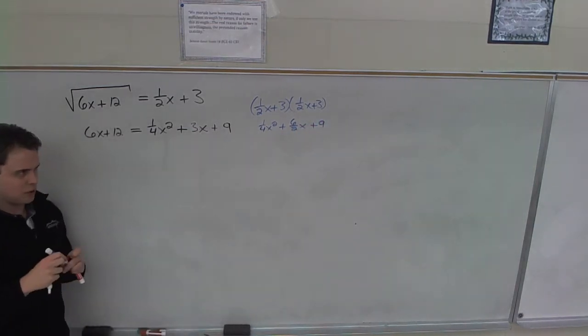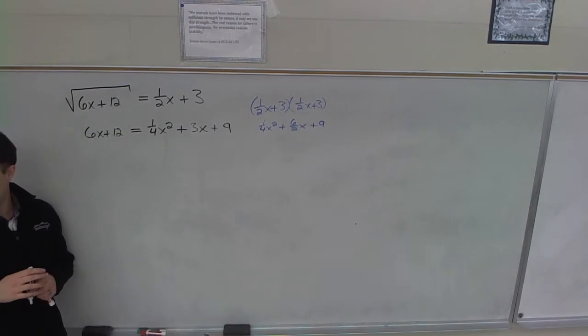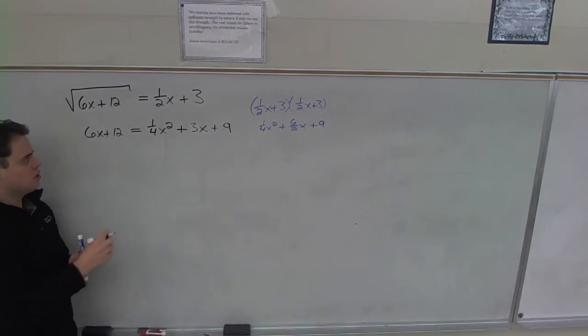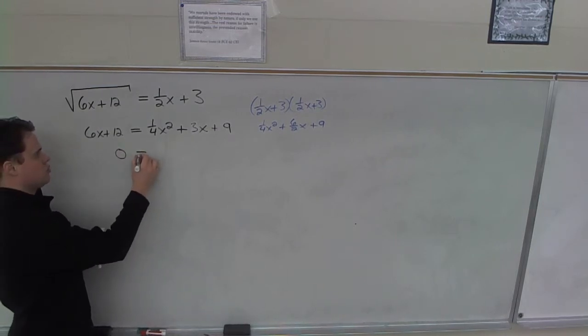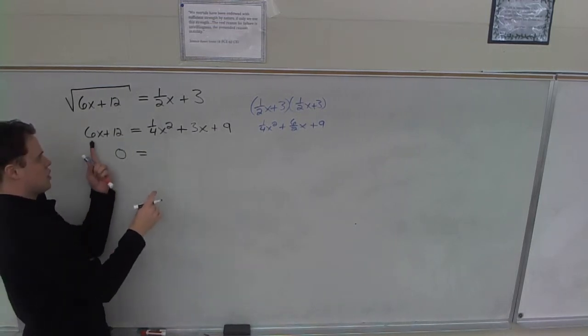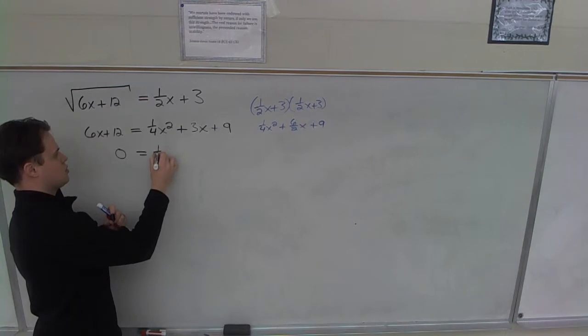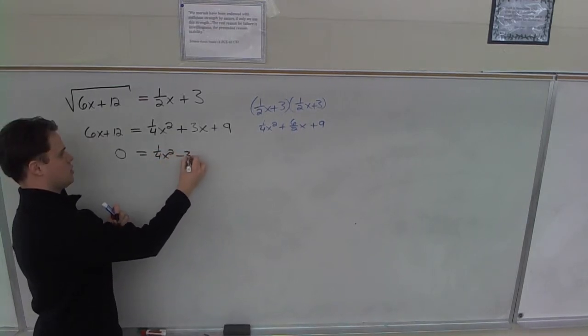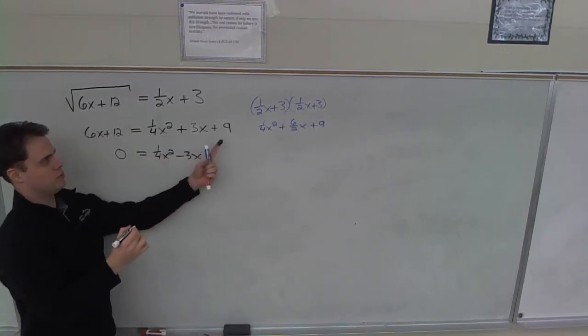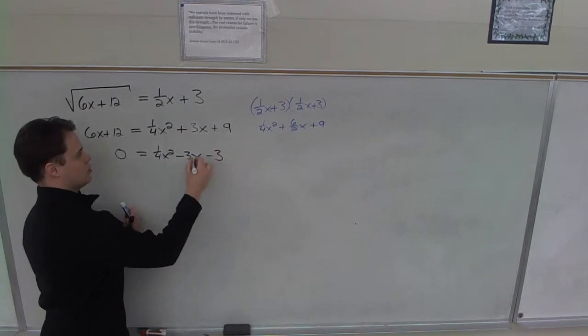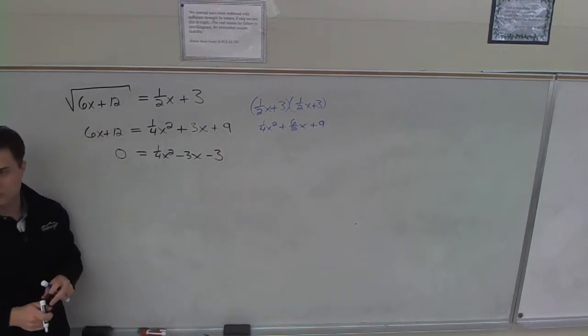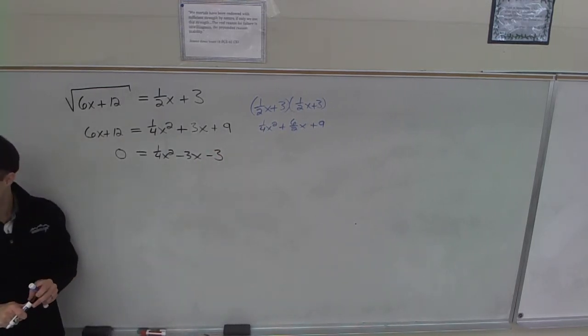Okay, so now we've got a parabolic equation. Things that are quadratic or parabolas, we always have to set to 0. So I'm going to set this side to 0, move that stuff this way. So subtract 6x in both spots. You'll get negative 3x. Subtract 12 in both spots. You'll get 3. So there's one version, not the only version, of the correct parabola that you've got to solve.